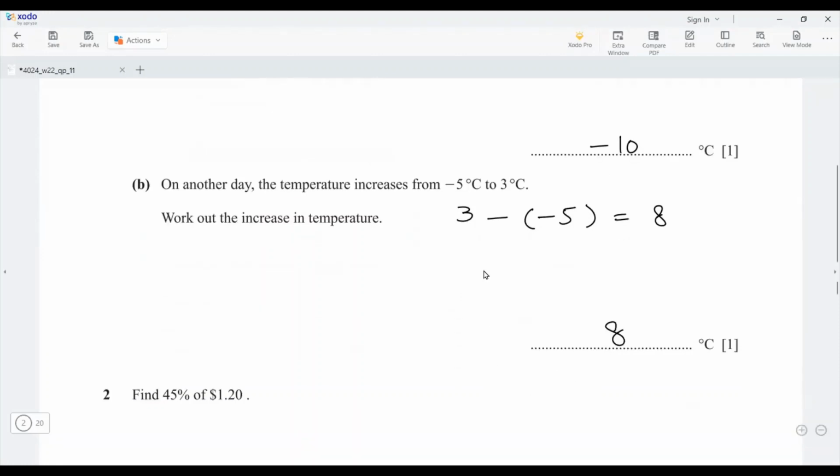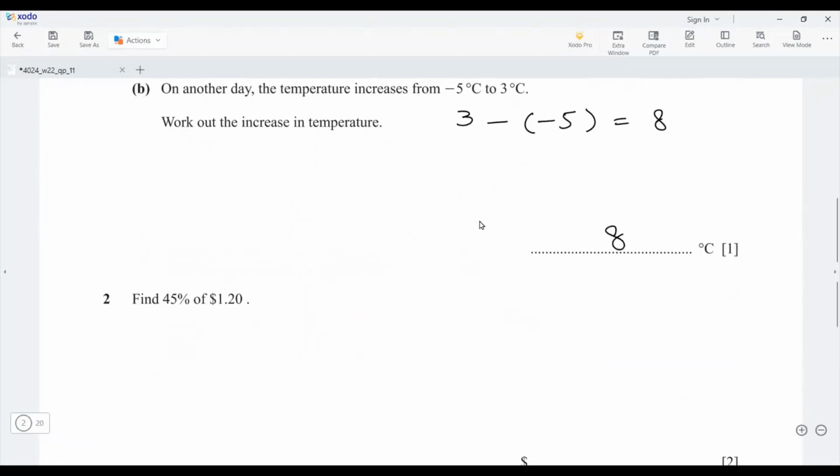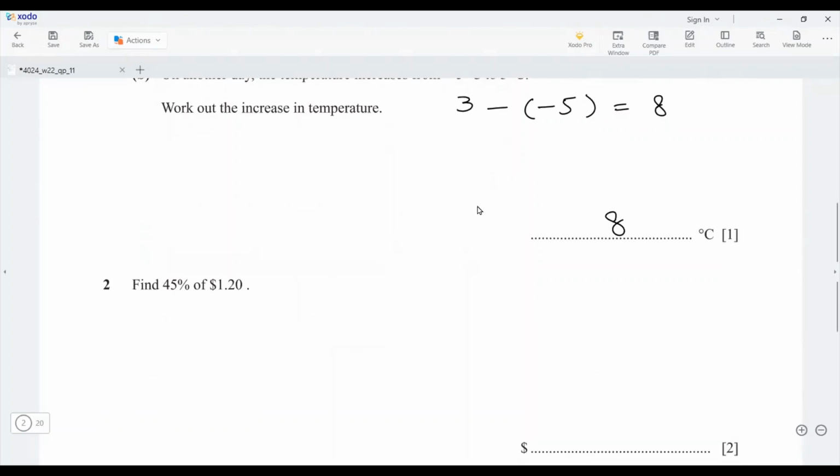So what about the next one? This is the percentage question. How to solve percentage questions? Remove the percentage sign and divide by 100. And of means multiplication. Multiply it with 1.20. So it is a paper 1 question, so calculators are not allowed. So we have to remove those decimal signs in order to simplify it quite easily.